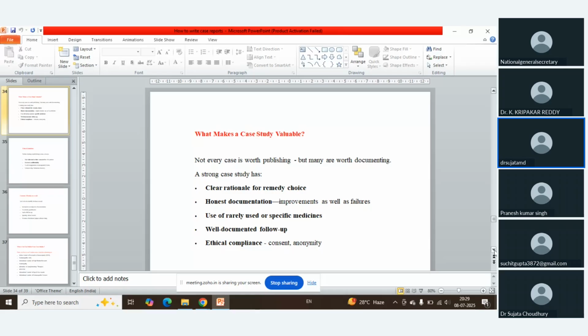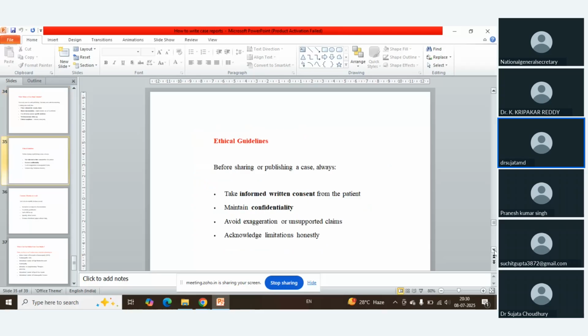This medicine we have given, and it has not worked, or there are no changes in the patient's condition, so we have changed it, and you have to give a proper justification for changing the medicine. Also use of rarely used specific medicines, well documented follow-ups, and ethical compliance. Ethical compliance means consent: we have to take the consent of the patient for publishing his case, and anonymity, which means confidentiality of the patient data.